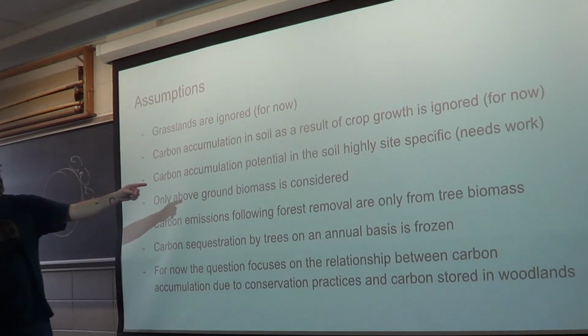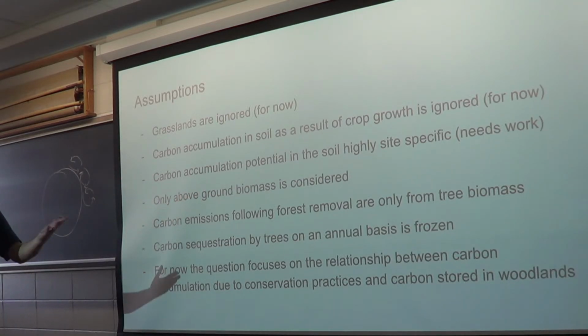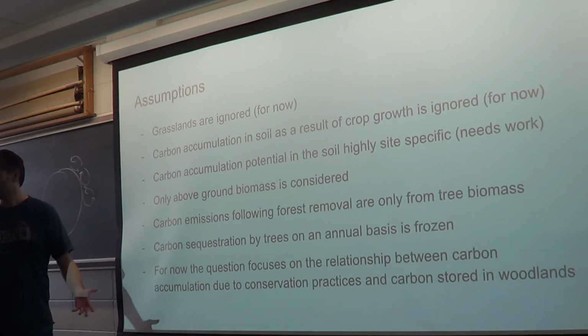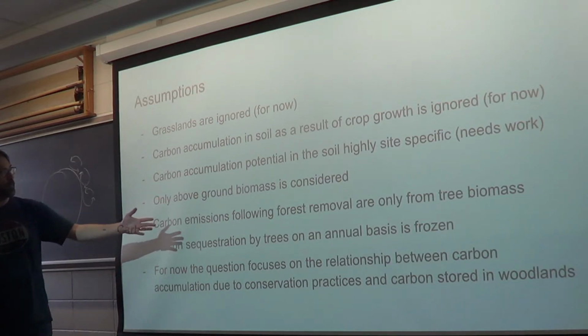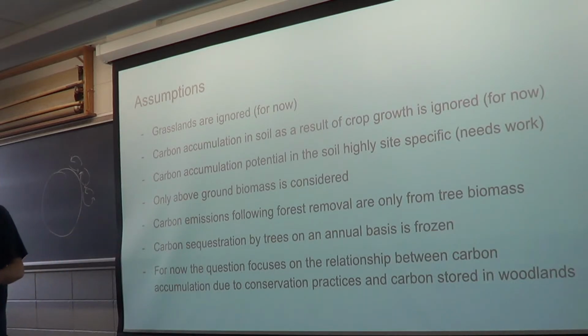Carbon accumulation potential in the soil is highly site-specific. That needs work. That's what I said earlier. And then only above ground biomass is considered for now. Carbon emissions following forest removal are only from tree biomass. So there are soil-related emissions when disturbance occurs, but that part is sort of ignored, if you will.